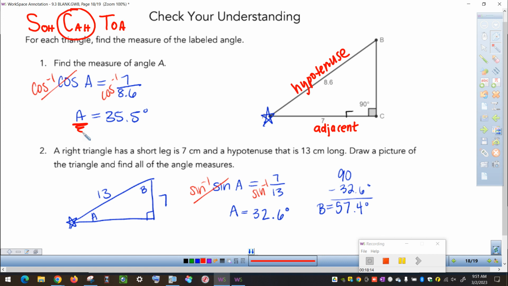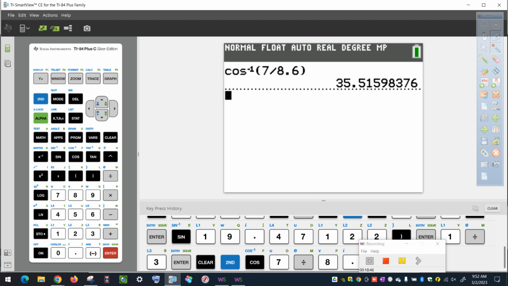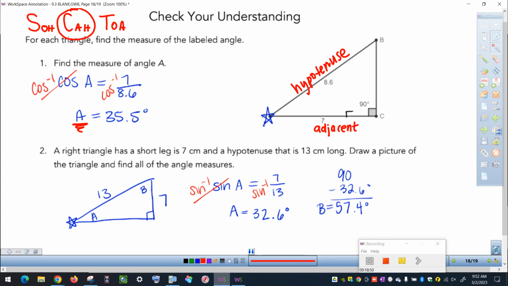Inverse is about undoing. On the other side, when we do cosine inverse of 7 divided by 8.6, we get 35.5 degrees. In our calculator here, we're just going to press second cosine, and then you can type in 7, the divide sign, 8.6, and that's how we're going to get our missing angle.